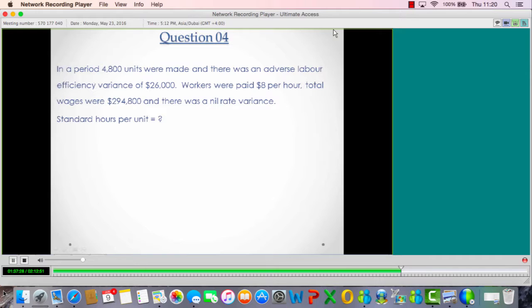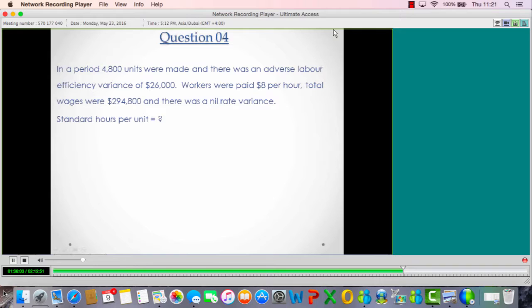What should be my first step? Calculate the hours. What hours? Actual or standard? The total hours. Total hours, yeah. Actual. Okay, so that is my first step, because here we are given the efficiency variance.